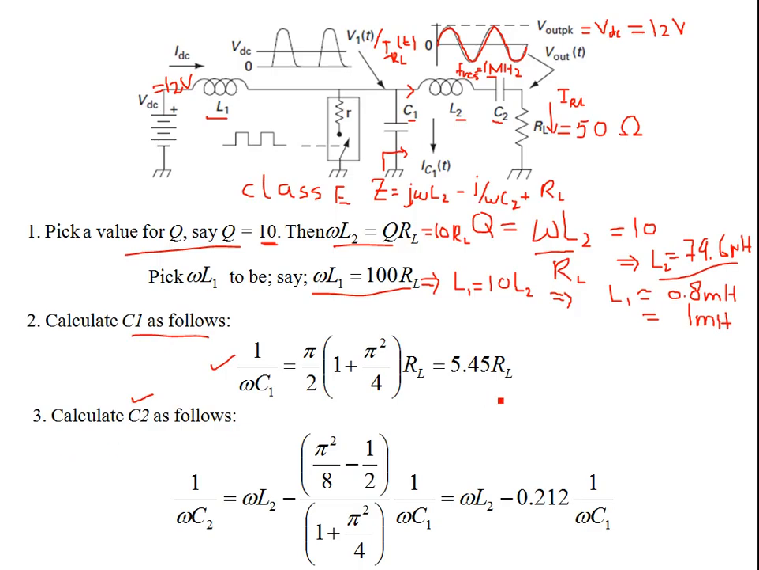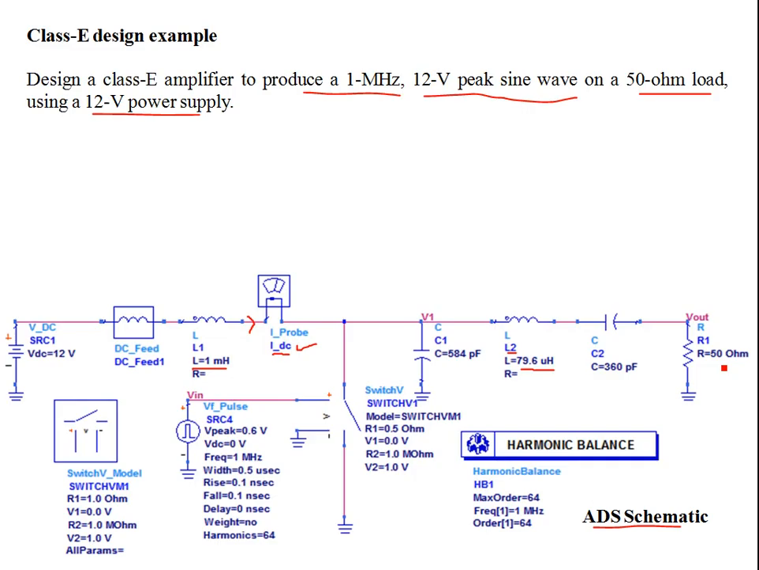So let's use these design equations. You see, 1 over omega C1 is 5.45 times RL. If you calculate 5.45 times RL, then since omega is 2 pi times 1 megahertz, this gives you a C1 of around 584 picofarads. It's a straightforward calculation. Once you know the design equations, you use them to find the component values. So this is 584 picofarads over here.